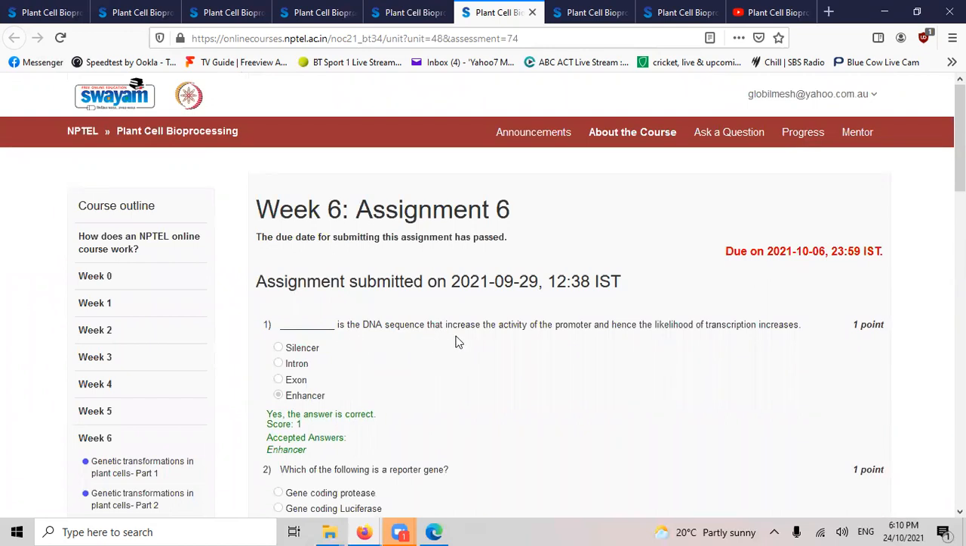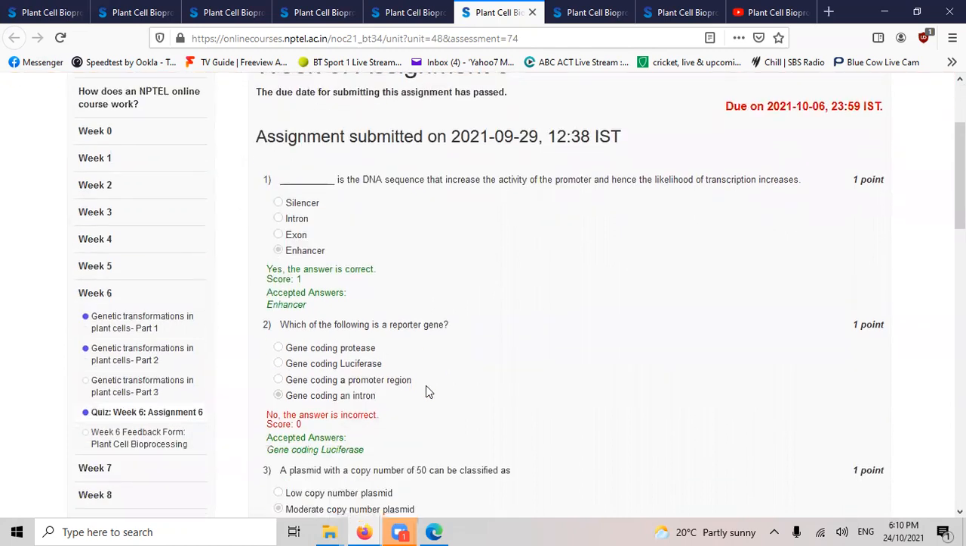Something is a DNA sequence that increases the activity of the promoter and hence the likelihood of transcription increases. Enhancer. What's the reporter gene? Luciferase. Plasmid with a copy number of 50 can be classified as low, medium, or high. Moderate.